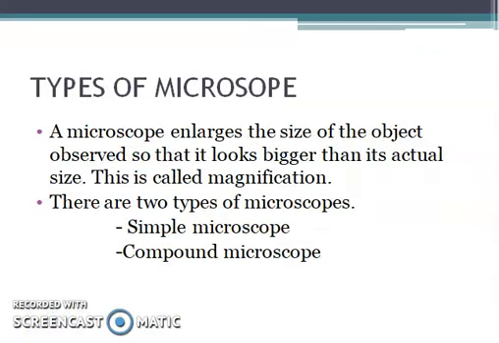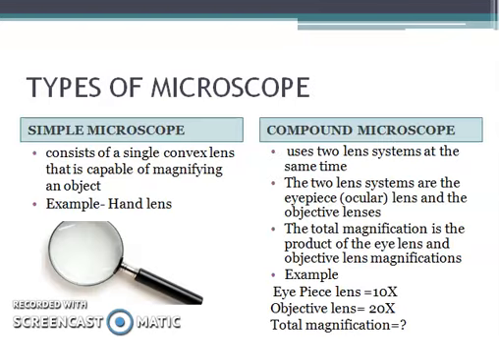So types of microscope, there are two types of microscope we need to focus on. We have the simple microscope and the compound microscope. A microscope enlarges the size of the object observed so that it looks bigger than its actual size. This is called magnification. Now in detail, types of microscope.